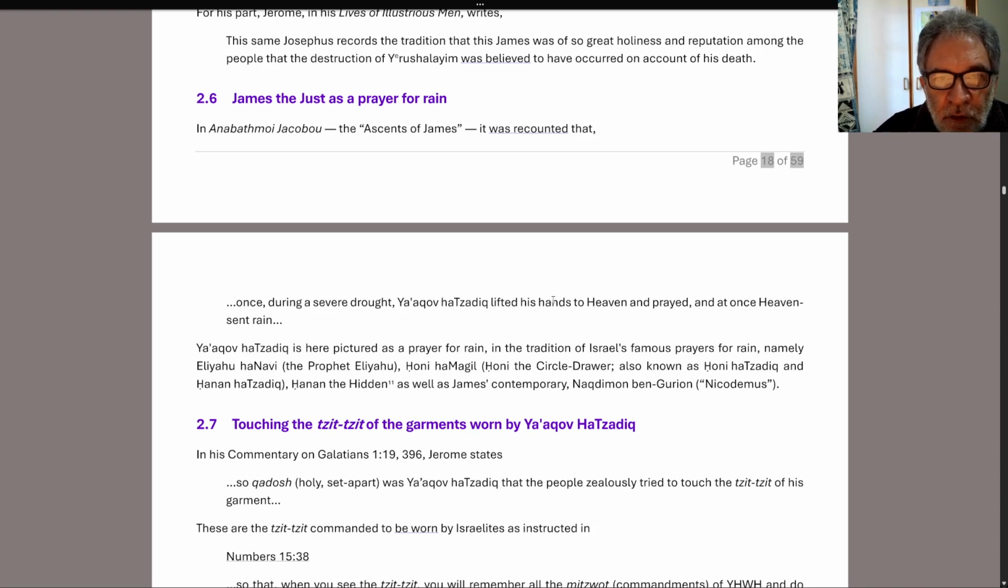In Anabat Moy Jacobo, the Ascents of James, it was recounted that once, during a severe drought, Yaakov Tzaddik lifted his hands to heaven and prayed, and at once heaven sent rain. Yaakov Tzaddik is here pictured as a prayer for rain in the tradition of Israel's famous prayers for rain, namely Eliyahu Hanavi, the prophet Eliyahu, Honi Hamagil, Honi the circle drawer, also known as Honi HaTzadik, and Hanan HaTzadik, and also Hanan the hidden, as well as James's contemporary Nakdimon ben Gurion, rendered as Nicodemus.